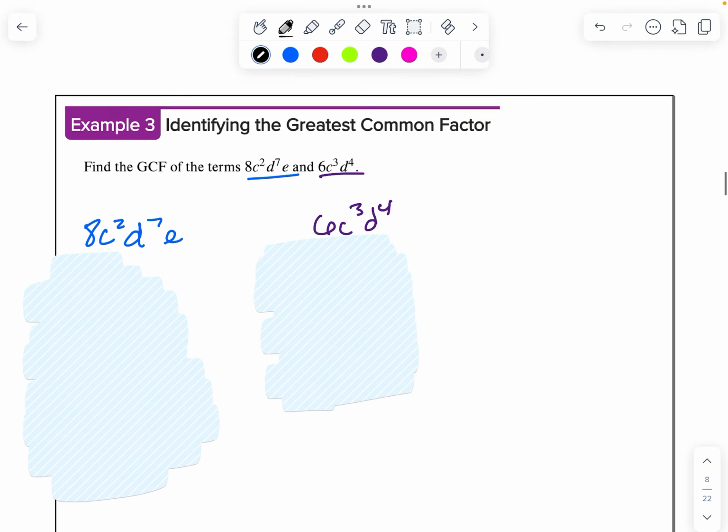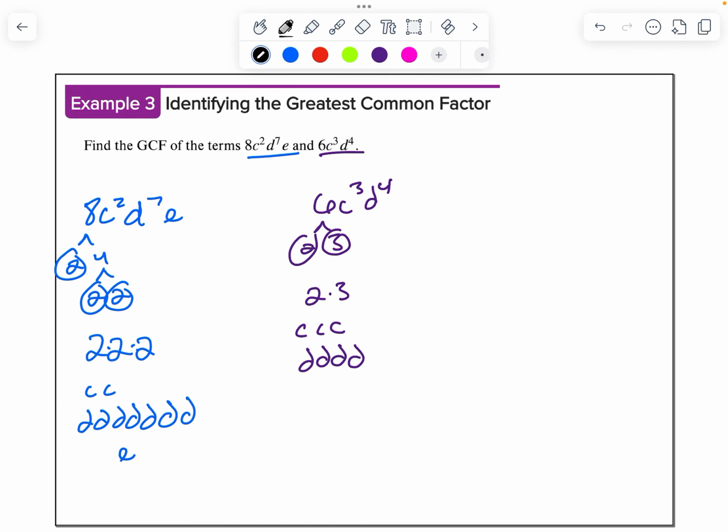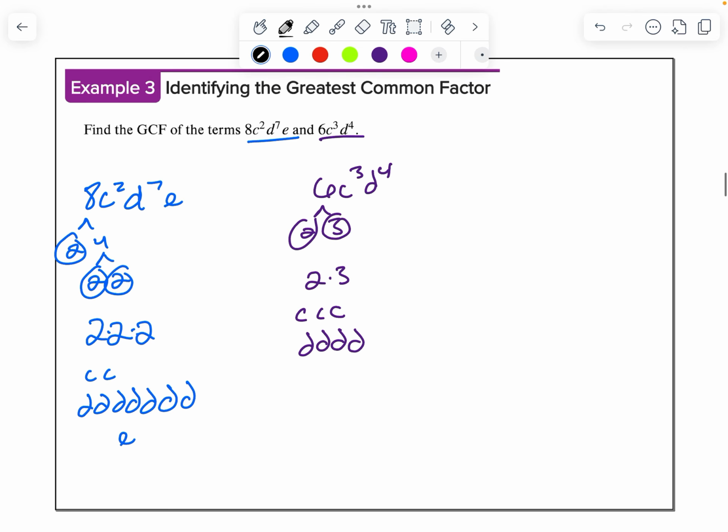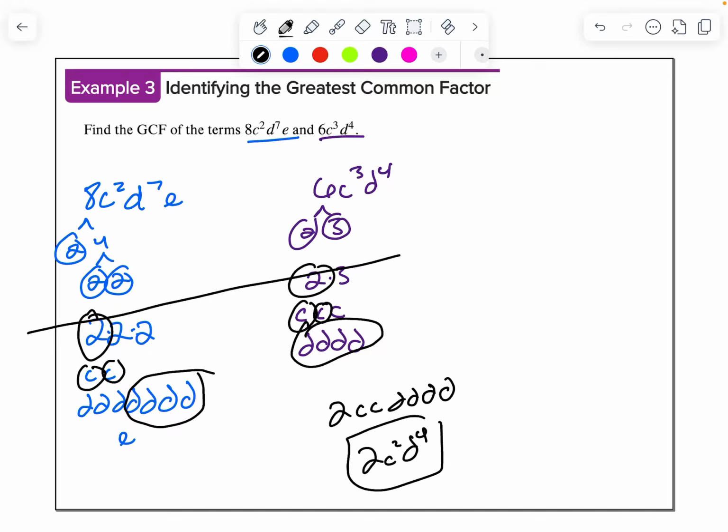All right, so far we have just found the GCF for some items, right? So here's another example. This one, you may want to use your trick. See if you can use the trick that you figured out from the last slide. So we've got 2's in common. We've got C's in common. We've got D's in common, but not E's. So I have 2c squared d to the fourth as the GCF.